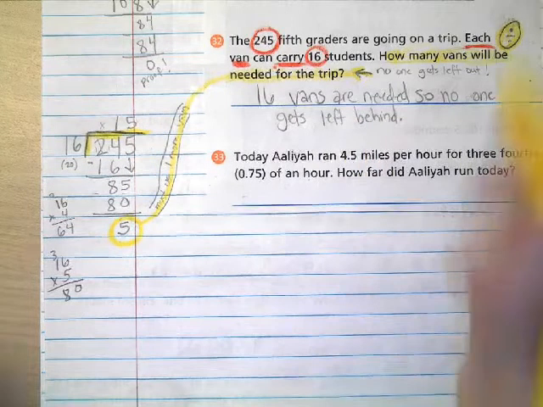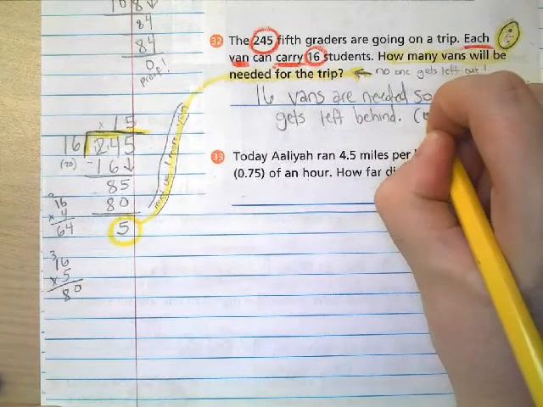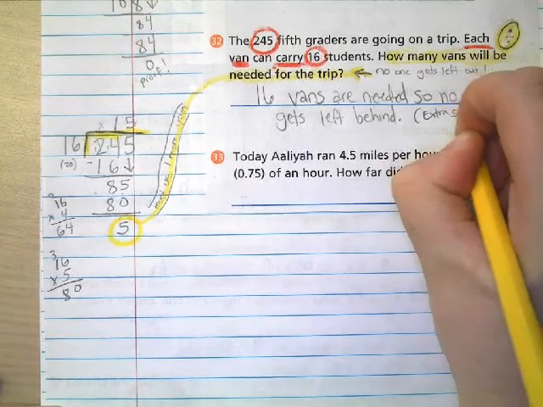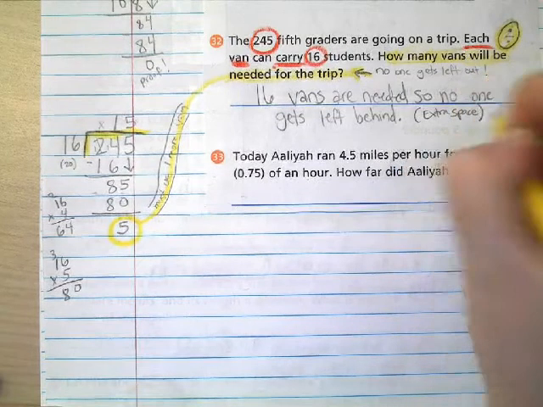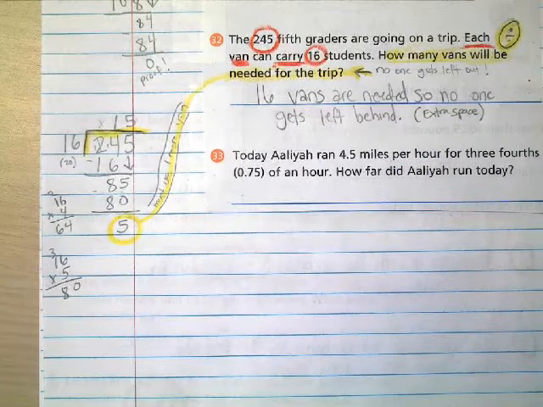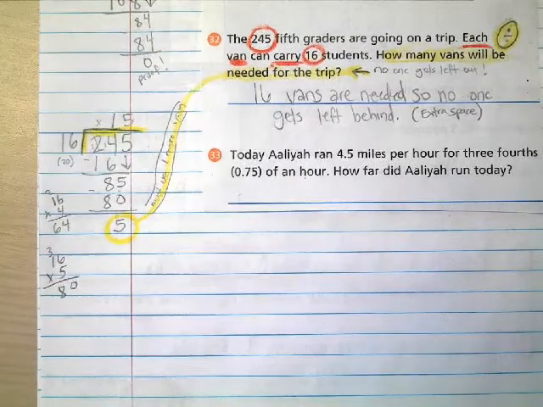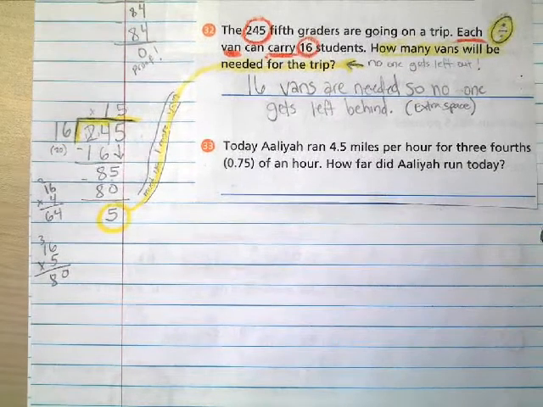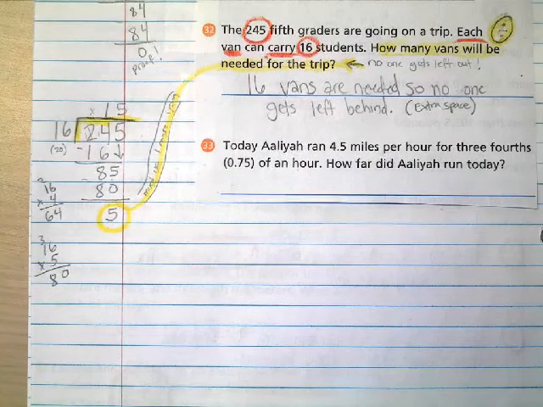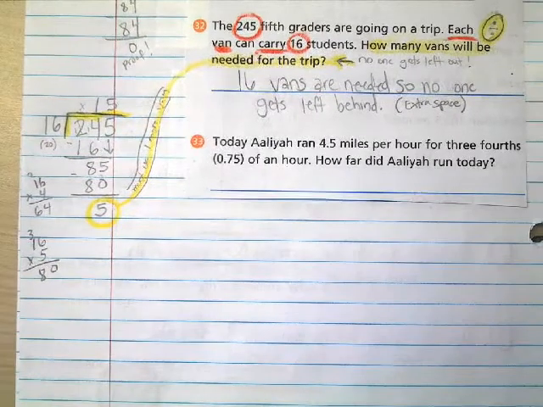Okay, so this is you really thinking through. If I said I needed 15 remainder 5 vans, that doesn't make sense. If I only put 15, I'll leave 5 kids out. So I have to have 16 vans up here. But will there be extra space? Yeah, I'm going to write that in parentheses. Extra space. Maybe not all of the buses will be all the way full, or maybe one will just be almost empty, but you're going to have extra space.